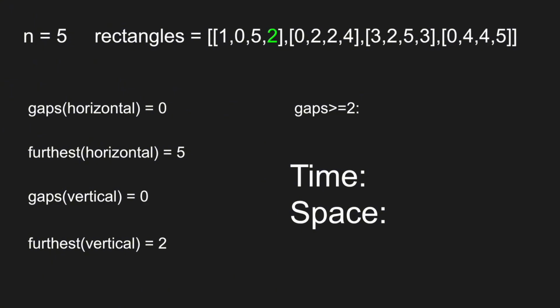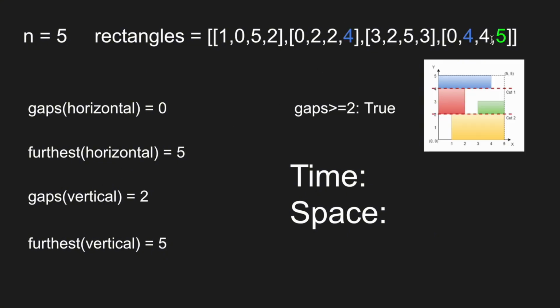But let's see if we can make any vertically. So we'll initialize gaps to 0 and the furthest is 2. Look to the right, 2 and 2 doesn't overlap, so we can increment gaps and we set furthest now to 4. Look to the right again, the furthest is still 4 and there's overlap between 2 and 4, so we keep gaps at 1. And we look to the right again, 4 and 4 have no overlap, so we can increment gaps and we set the furthest to 5, and now we have reached the end of the array. We do see that we can make 2 gaps vertically, so we return true.